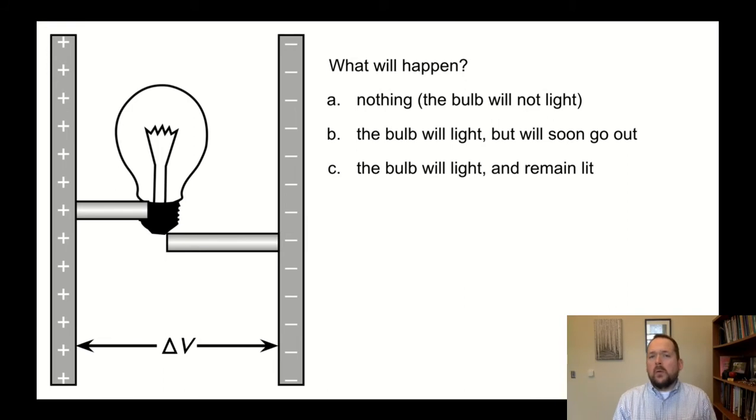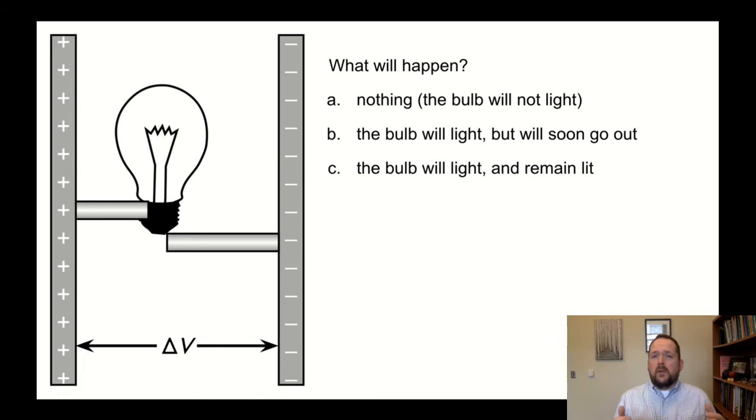The bulb lights but it will soon go out, or the bulb will light and remain lit. Turns out the best answer here is B, and we're making some assumptions here that we put enough charge on these plates to make it happen. But assuming that, the charges will actually flow.